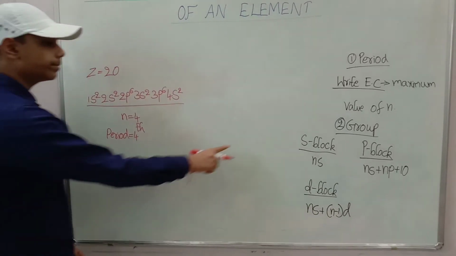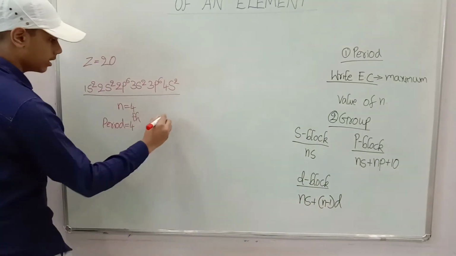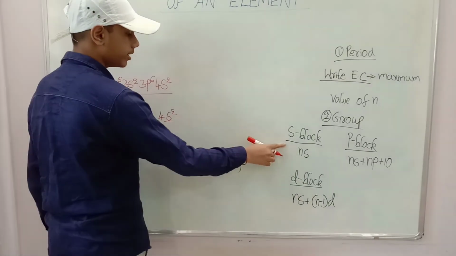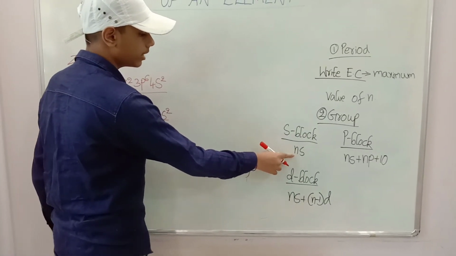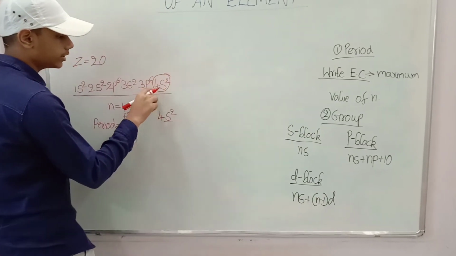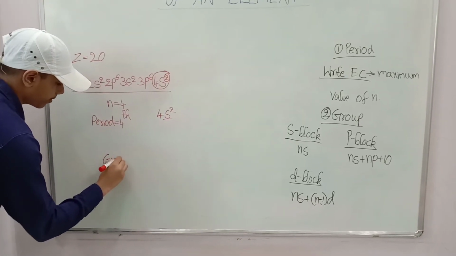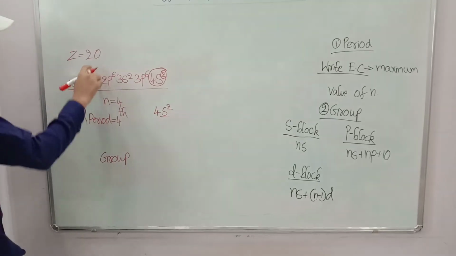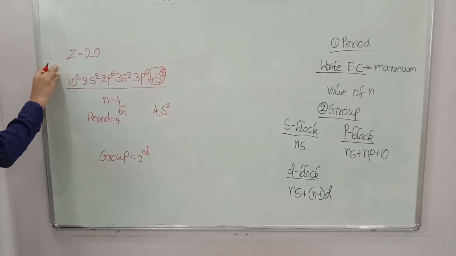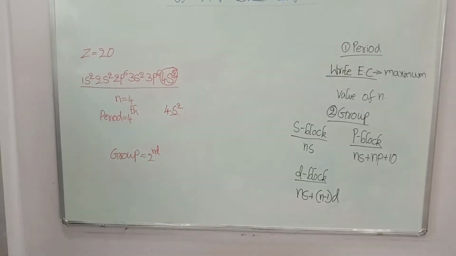Now let's find the group number. To find the group number, we should find which block the element belongs to. In 4s2, we have an s subshell. So the element belongs to the s block. For s block, the formula is, you should write the total number of electrons in ns. ns is nothing but 4s2. In 4s2, we have 2 electrons. So the element with atomic number 20 belongs to the second group. So the final answer is that the element with atomic number 20 belongs to the fourth period and second group.